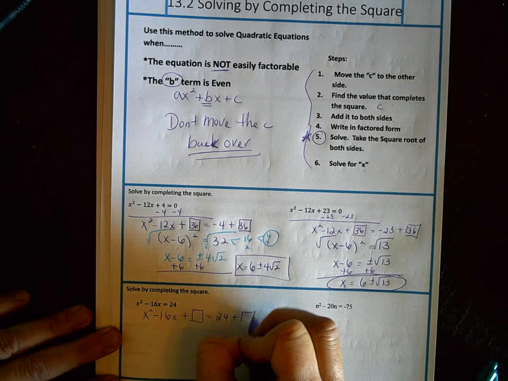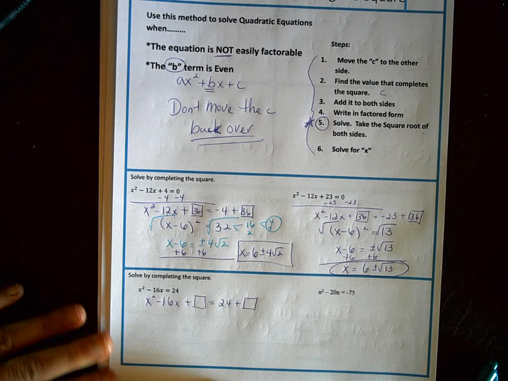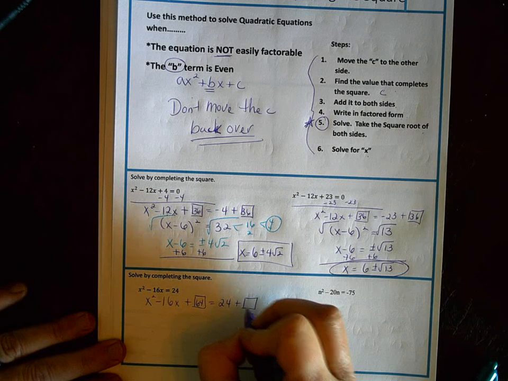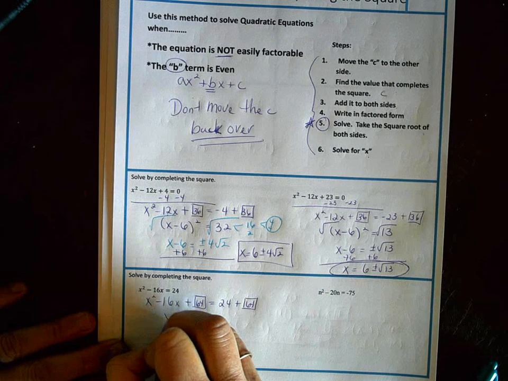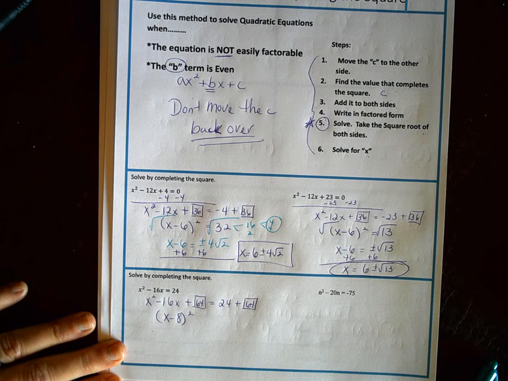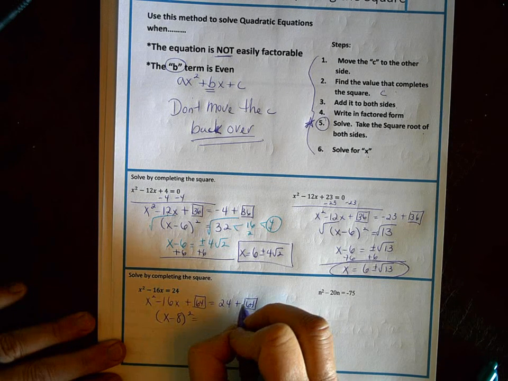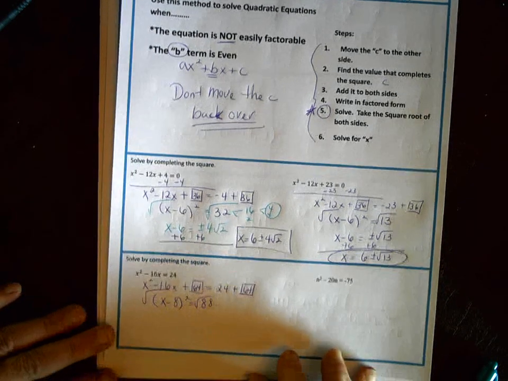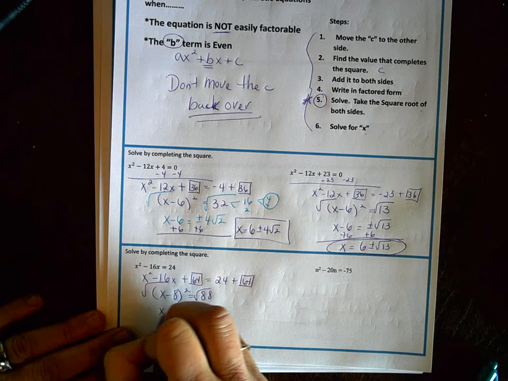We didn't have to move the 24, so it still stays positive. Half that number is negative 8. Negative 8 squared is 64. So (x minus 8) squared equals 88. Take the square root of both sides. Okay, so that's x minus 8.